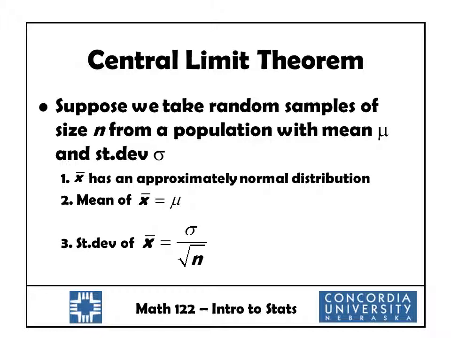So central limit theorem, first of all, says that x bar, that's the mean of the sample, has an approximately normal distribution. That means we can use bell curves to calculate probabilities of that. Second thing it says is that the mean of that random variable x bar is equal to mu, the population mean. And the third thing it says is that the standard deviation of x bar, the sample mean, equals sigma divided by square root of n. So using these three pieces of information, we can easily calculate probabilities of the mean of a sample.